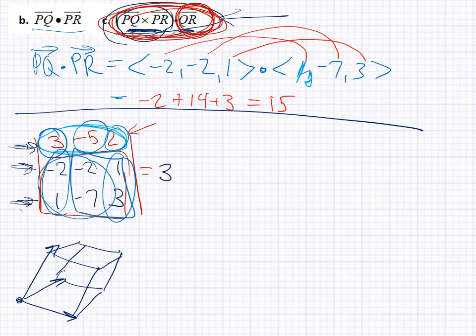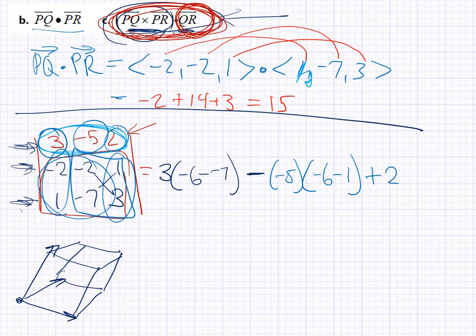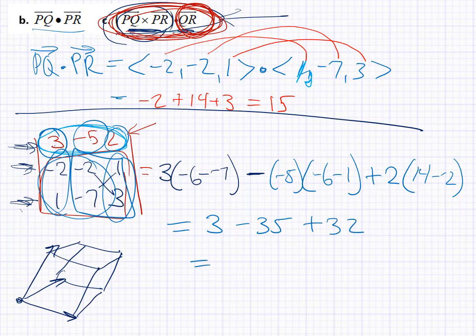Well, we would get 3 is my i. That's going to multiply by this 2 by 2. It's going to turn into, what do we have again? That's going to be negative 6 minus negative 7. And then we're going to switch the sign on this middle one still. That's going to then be negative 5 as my j. And that's going to multiply by the other 2 by 2, which remember we already did was negative 6 minus 1. And then the final one is the 2. And the next 2 by 2, which again we've already done, was 14 minus negative 2. So in the end, when you do this all out, what happens is you get 3 minus 35 plus 32, which ultimately gives you 0.